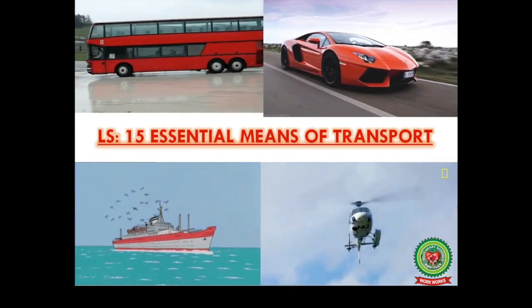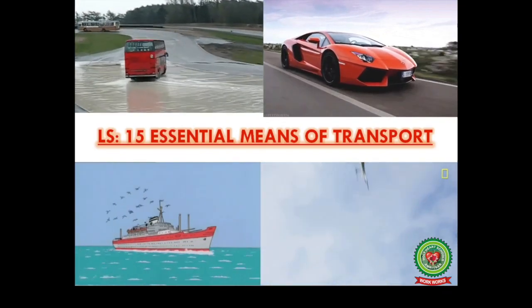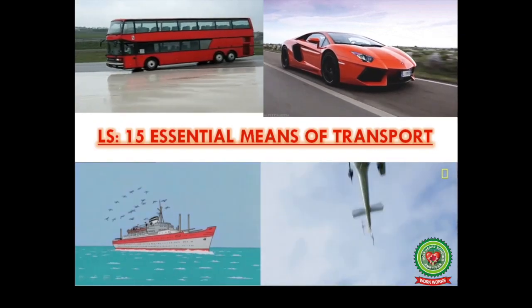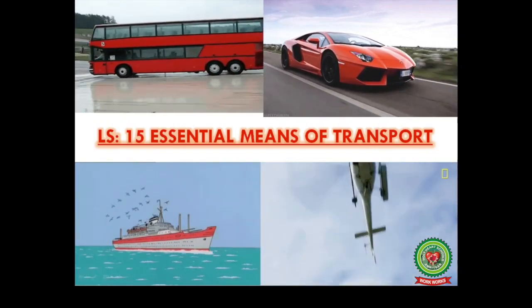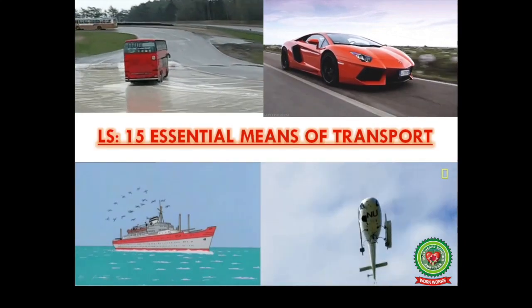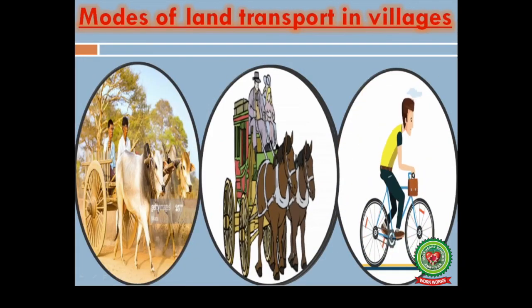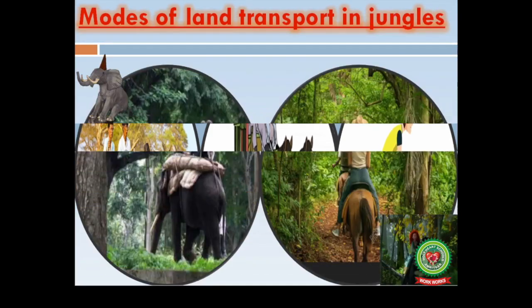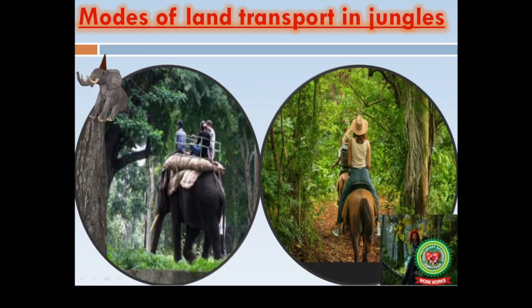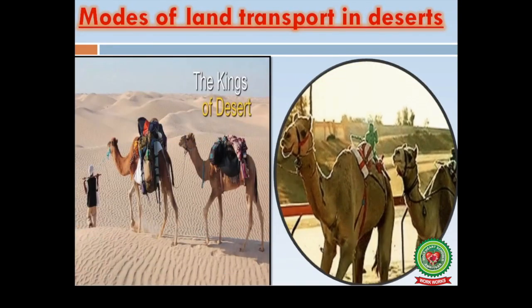Before proceeding further, we will have a quick review of what we have learned in the previous class. We have learned the meaning of transport: means to travel from one place to another. Land transport: transport that moves on land. Modes of land transport in villages: bullock cart, tonga, cycle. In jungles: elephants and horses. In deserts: camels.